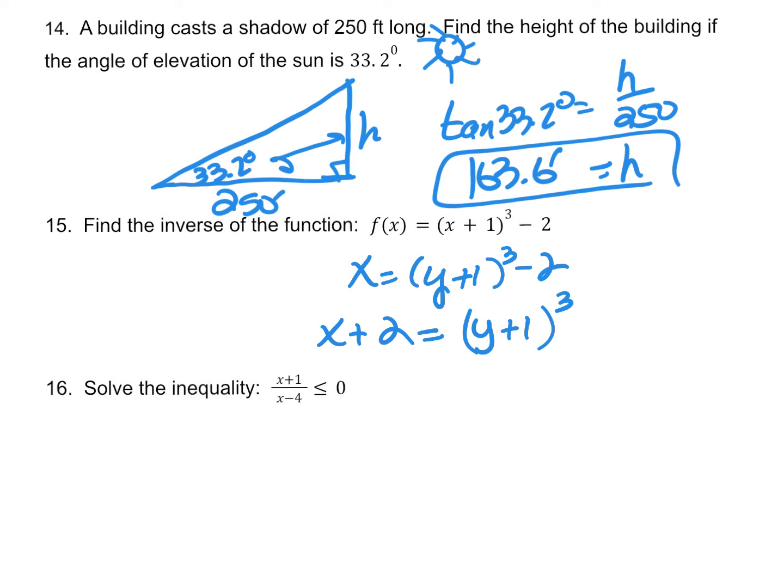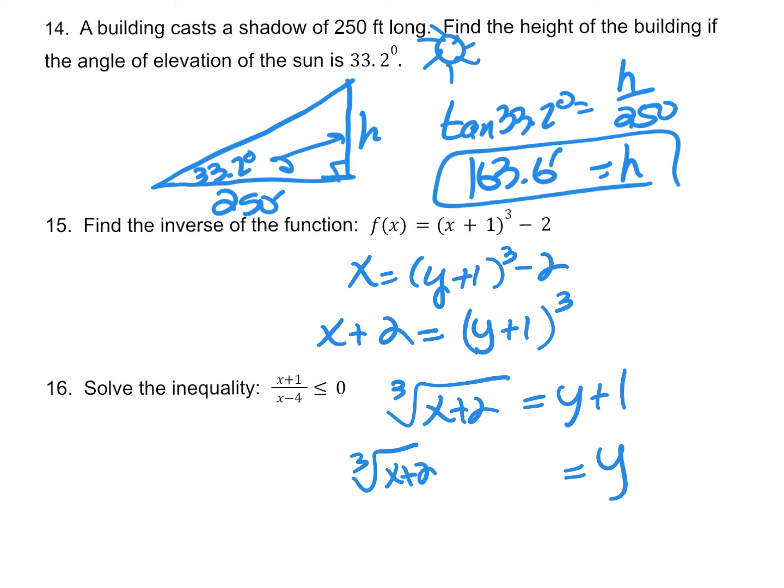Got to get rid of the cube, so I'm going to take the cube root of both sides. If I take the cube root over here, I'm doing this, which gives me y plus 1. So to finish up, I'm going to subtract 1 from both sides, so I get the cube root of x plus 2 minus 1. And of course, we always like to take out that y and replace it with the inverse of f function, just like that.